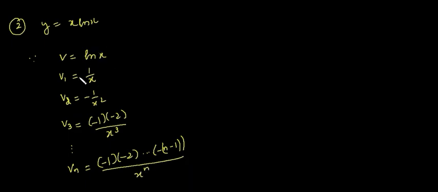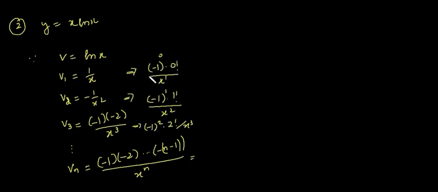So how is it? We see that the first derivative is 1 upon x. Here the power of the denominator variable x is 1, and the derivative is also 1. And second one, we have v2, derivative is 2, so the power of x is also 2. In the denominator we have minus 1, and then in v3 we have minus 1 into minus 2, and then divided by x with the same power 3 and derivative 3. So now we can also write the same thing in this way. In the first derivative we have minus 1 power 0 into 0 factorial divided by x power 1, that is equal to 1 upon x.